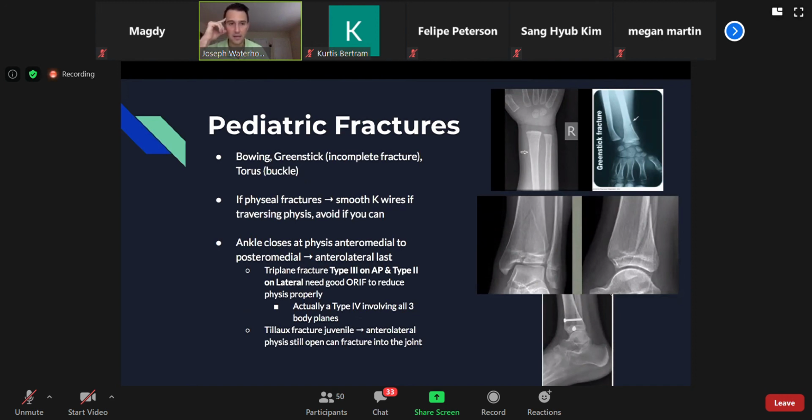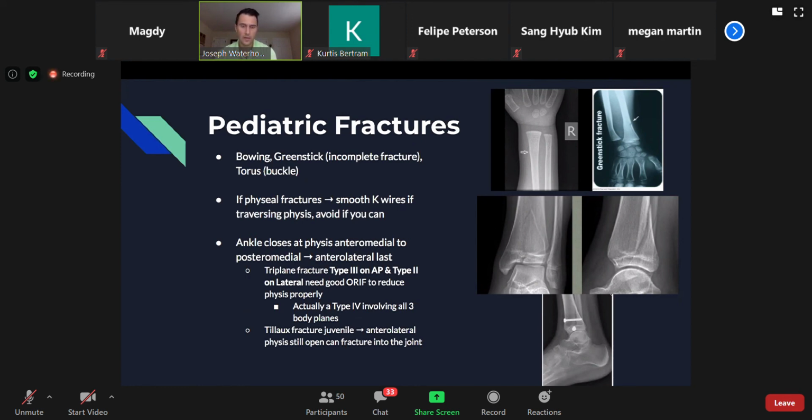because that can be a little bit harder to read or pick up if they're not giving you the area where they're symptomatic. All right, and if you do have fractures about the physis, you want to opt for smooth K-wires if you have to traverse the physis, meaning go across it. Avoid doing that, obviously, if you can, but sometimes that's unavoidable, right?